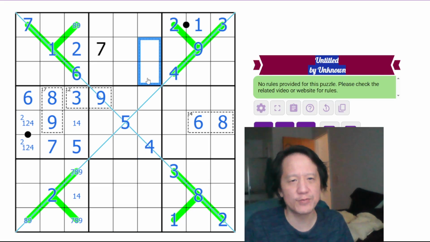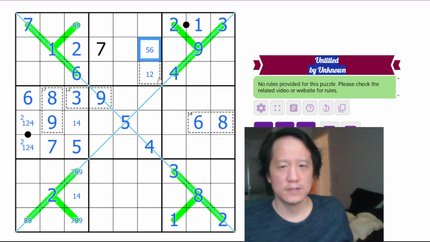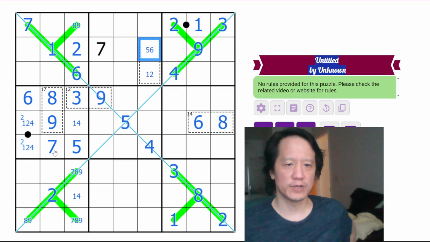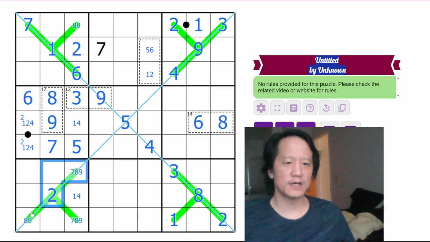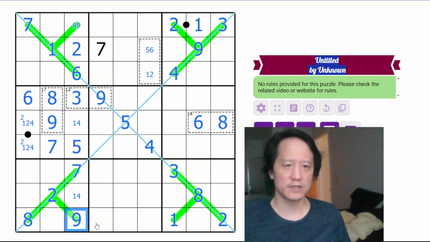This cannot be 3 and 4 to add up to 7. It could be 1, 6, or 2, 5. So this is 1, 2, 5, or 6. What else do we have? None of these can be 9 on this German whisper line. So this must be 8. This must be 7. This must be 9. This 9 eliminates 9 here, so that's 8.